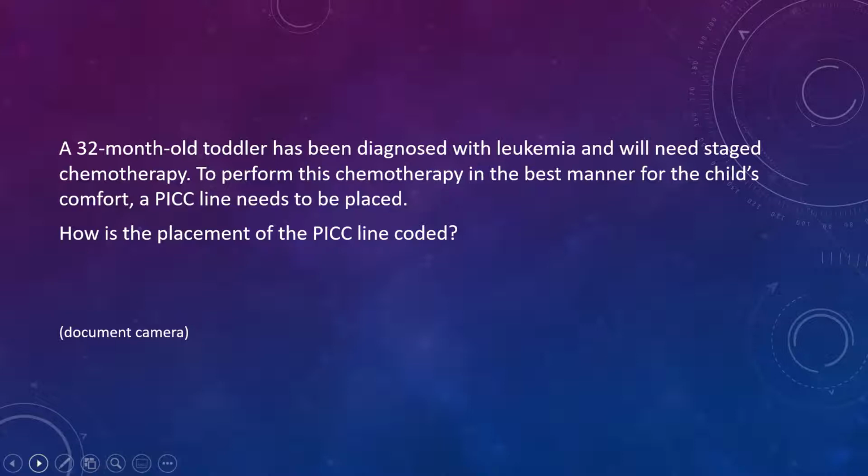So those are the two things that I'm going to pull out of this in order to identify the procedure, okay? If I was doing diagnosis as well, I would have other things to look at. But right now I'm just looking at the procedure codes. So what I'm looking at is placement of a PICC line and 32-month-old toddler, okay? So let's go look at the manual and see how we can figure this out.